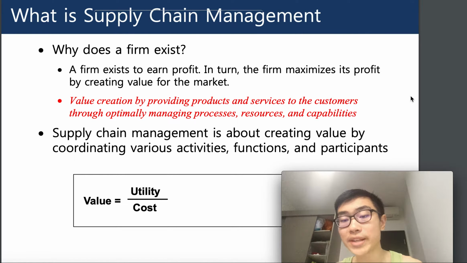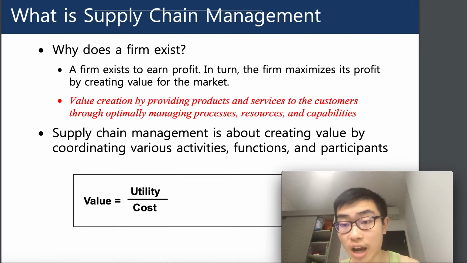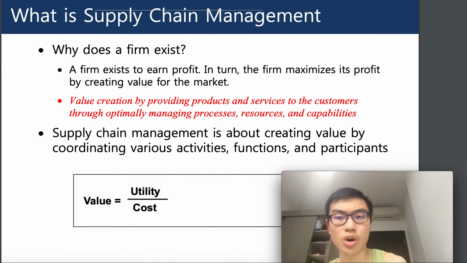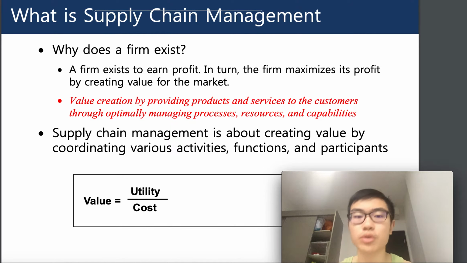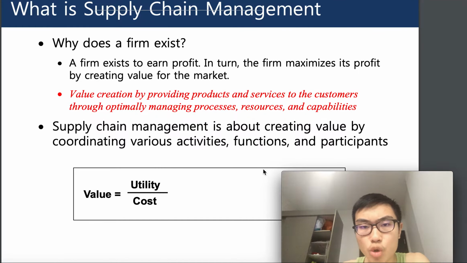Does creating value mean increasing profit? Yes, it does. But value creation can also mean increasing efficiency in order to increase profit, increasing flexibility to increase profits, decreasing cost, or better managing different departments. Those can also contribute to value creation. But in the end, value creation leads to the goal of a business to make revenues and generate profits and cash flows. So supply chain management is about creating value by coordinating activities, functions, and participants.